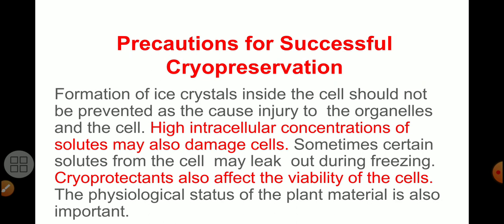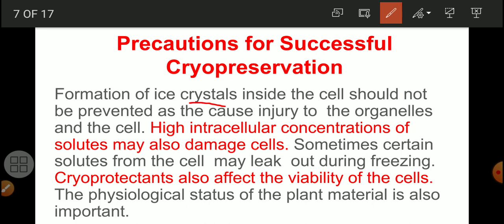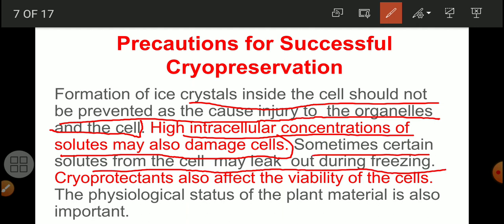Now, the precautions for successful cryopreservation that we have to take: the formation of ice crystals inside the cell should be prevented, as it causes injuries to the cell organelles and the cell. That is the most important precaution we have to take. Another is that a high intracellular concentration of solutes may also damage the cells. High intracellular concentration of solutes means proteins and amino acids are there. These solutes can damage the cell, which is to be avoided. Sometimes certain solutes from the cell may leak out during freezing. This is also a precaution we have to take, so that it does not happen, for successful cryopreservation.